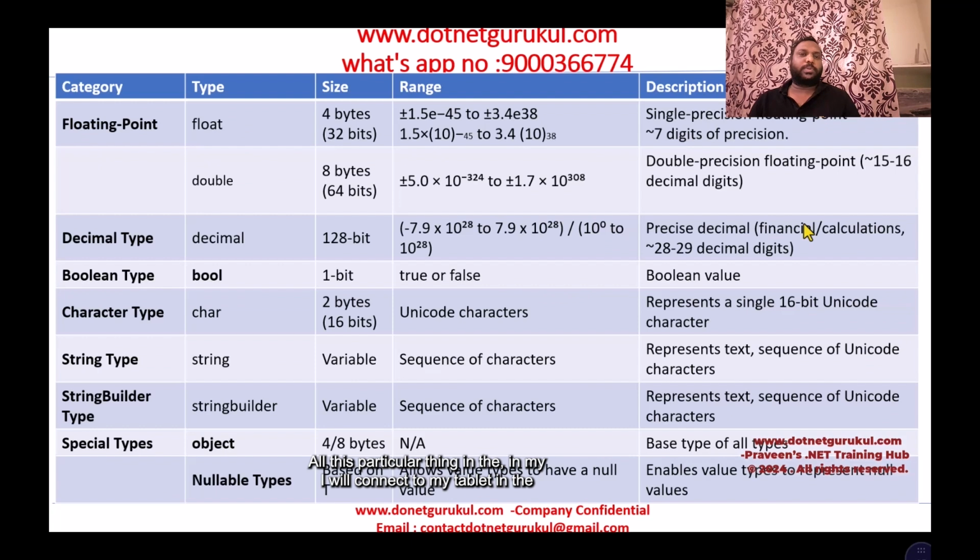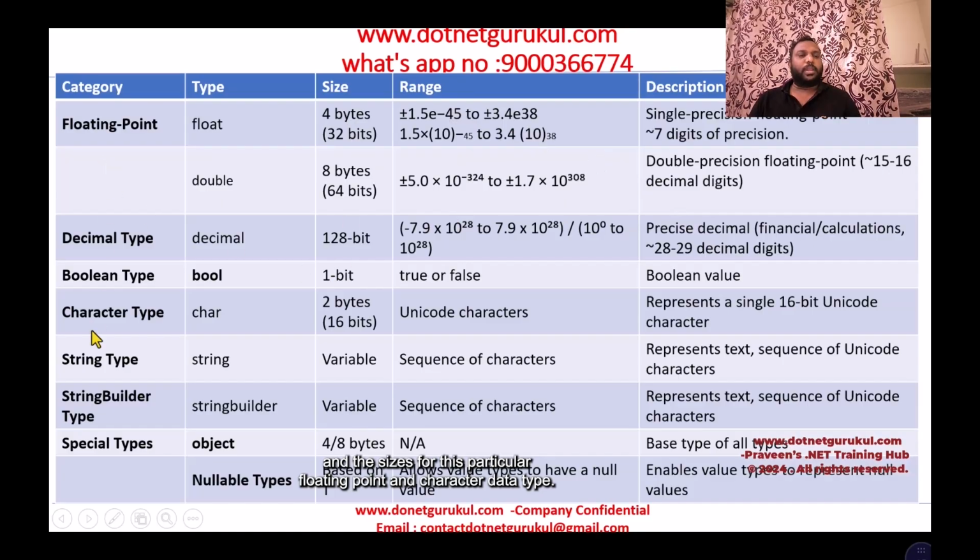I'll walk you through all of this once I connect to my tablet shortly. But for now, let's look at this presentation in terms of floating point. Floating point has float, double, and decimal. These can hold fractional data, meaning decimal values. Float has 7 digits of precision, double has 15 to 16 digits, and decimal has 28 to 29. Here are the ranges and sizes for the floating point types.